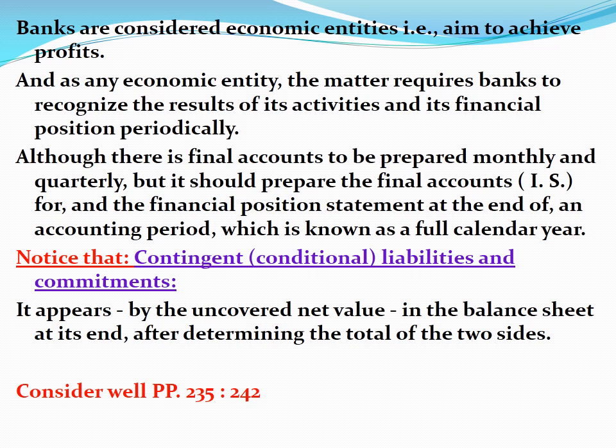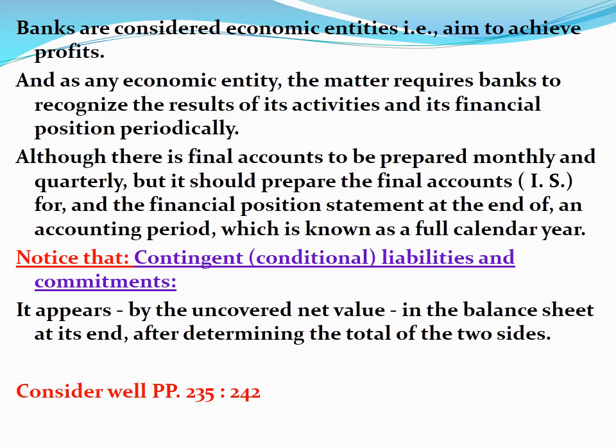Note that there are what are called contingent or conditional liabilities and commitments. This means التزامات طارئة. They appear by the uncovered net value. So letters of credit and letters of guarantee may be covered partially or wholly, or uncovered. The amount uncovered should appear in its uncovered net value in the balance sheet as at its end.